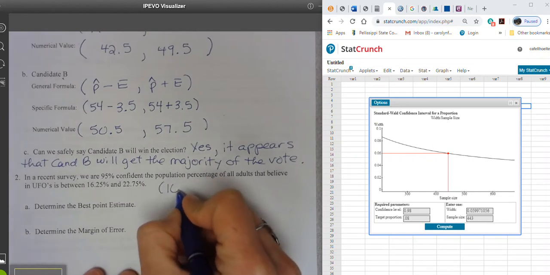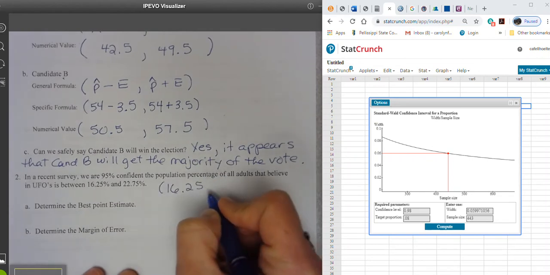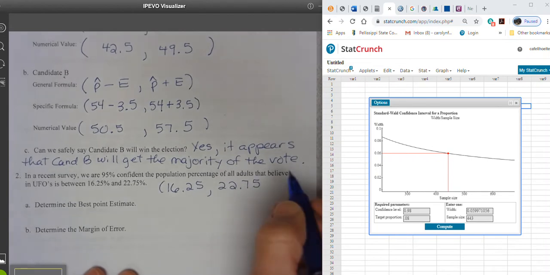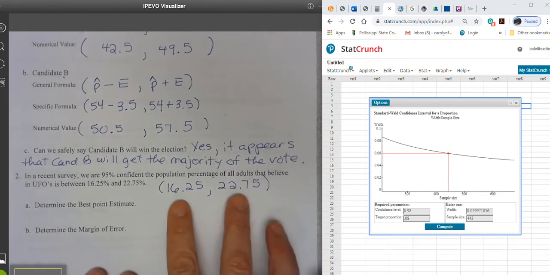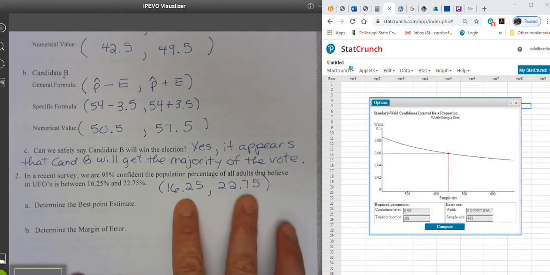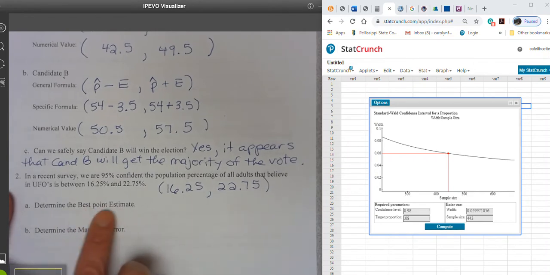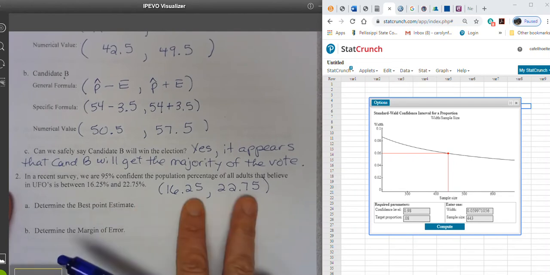And our lower limit is 16.25%. The upper limit is 22.75%. And I'm leaving these as percentages, not decimals at this point. But we're going to work backwards to figure out, what was our p-hat? What was our best point estimate that we were working with to get this confidence interval?